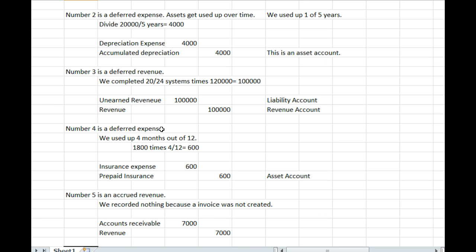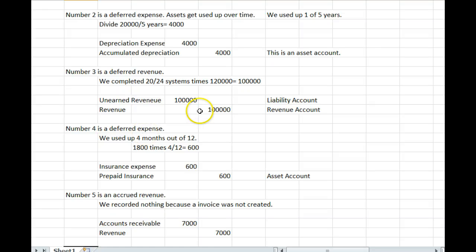We've already paid for it. Okay, it's an expense, but we haven't recorded it as an expense yet. It's recorded as an asset. So what we're going to do is say we used up 4 out of 12 months. So we take the cost, $1,800 times 4/12. It gives us $600. So we're going to debit insurance expense $600, credit prepaid insurance $600.